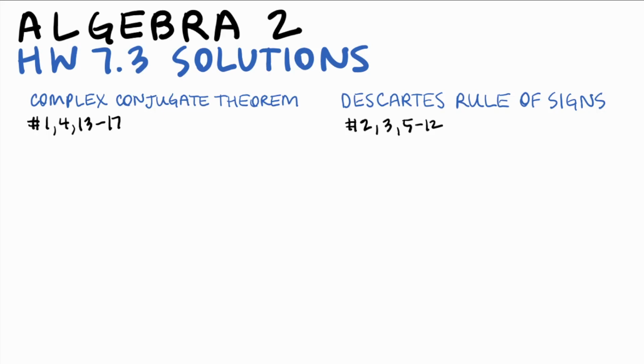Alright, welcome. In this video, I'm going to be working Algebra 2 Homework 7.3. But in this video, I'm only going to be working the problems that are talking about the complex conjugates theorem, and that's going to be numbers 1, 4, and 13 through 17.